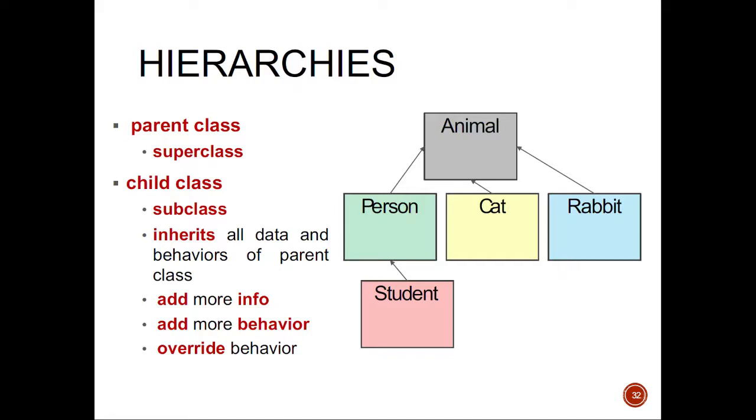So the parent class is what we call the superclass. So for example, we can have animal as this parent class or superclass, person is a subclass, cat is another subclass, and rabbit is another subclass. And then student is a subclass of the person class. So the child class or the subclass inherits all the data and behaviors of parent classes. We can also add more information, add more behavior, or actually even override some behavior.